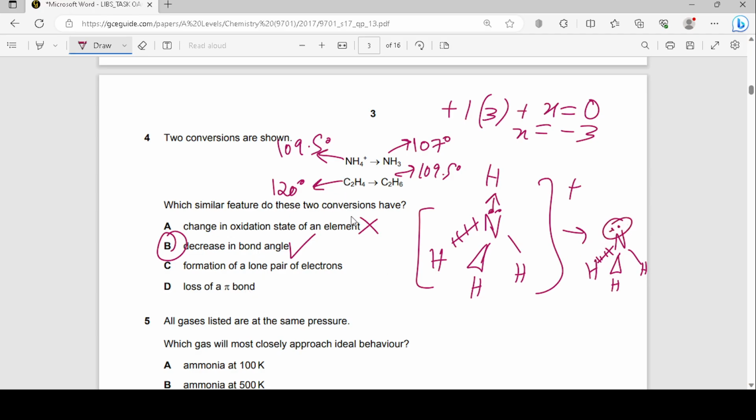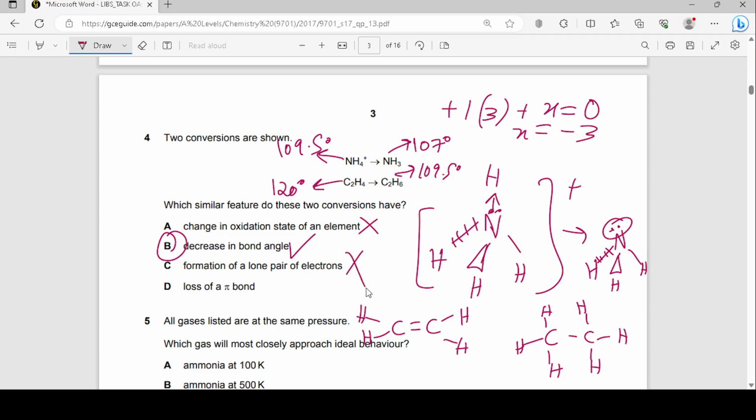But if you look at C2H4 to C2H6, there's no lone pair that's formed. Actually, it's just that the double bond breaks and one single bond is added to each one, right? So even here carbon forms four bonds, here carbon forms four bonds, and in ethane as well, carbon forms four bonds, right? So there's no formation of a lone pair of electrons in the conversion of ethene to ethane.